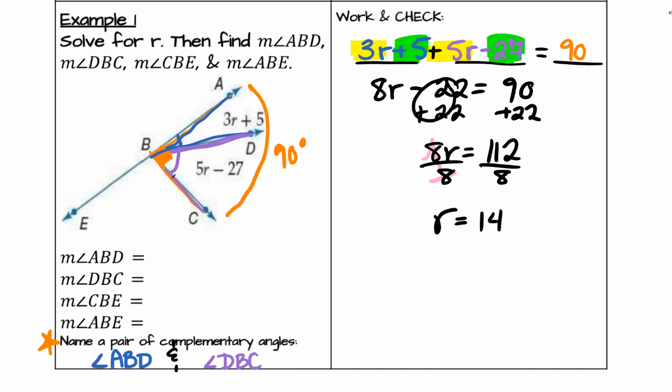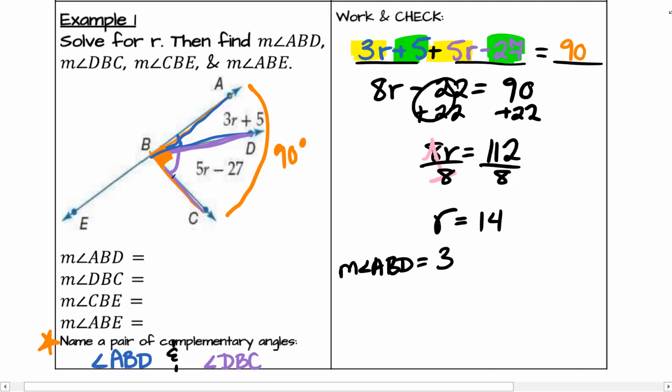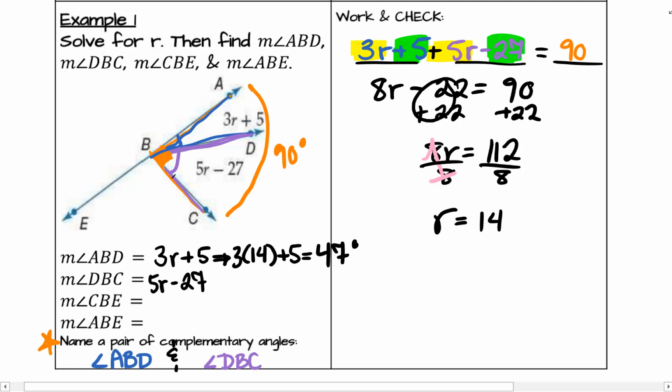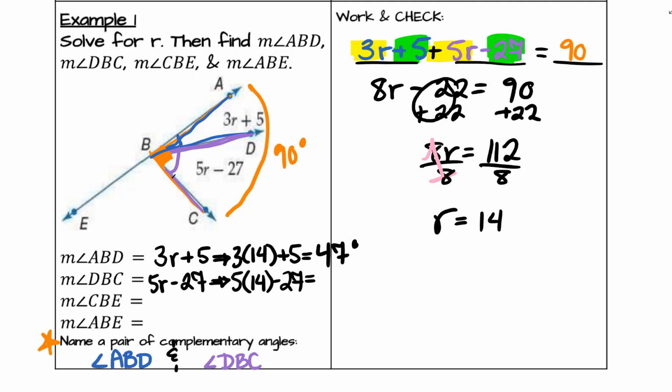The measure of angle ABD is our blue angle, and that's 3r plus 5. So 3 times 14 plus 5 is 47 degrees. The measure of angle DBC. DBC is the purple angle, so 5r minus 27. r is equal to 14, so plug it in. 5 times 14 minus 27. Using a calculator, you get 43 degrees.